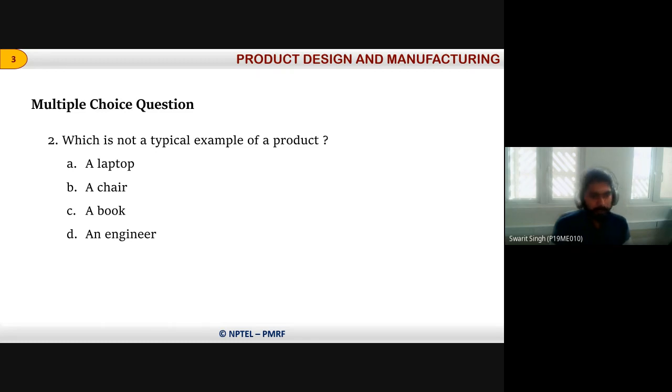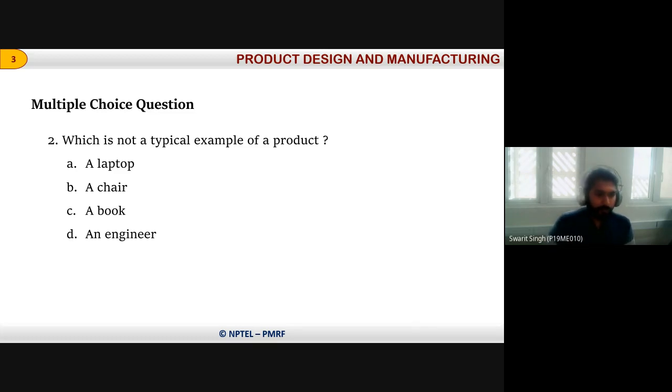Then a book is again an example of a product. It may be hard bound or soft bound, and it contains some information. And then comes an engineer. If we look at it as a purchase, as a customer, we cannot buy an engineer, right? So an engineer is not a product, although in several places you will find that they are treated as a product. For coaching classes or for a firm, they may be treated as a product, but an engineer is not an example of a typical product.